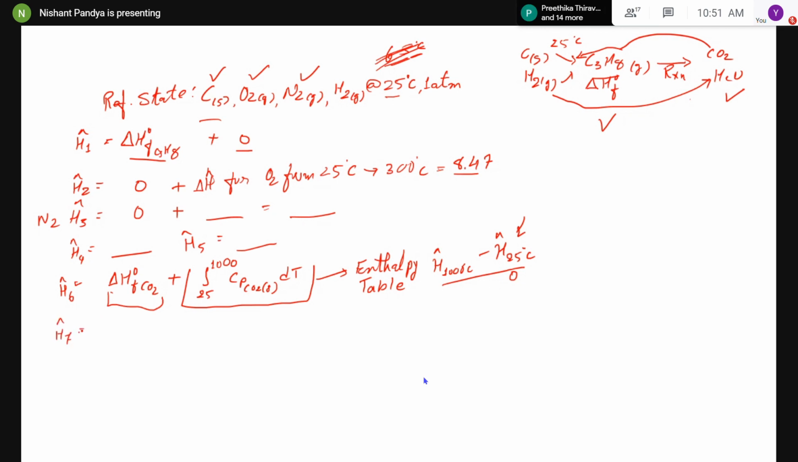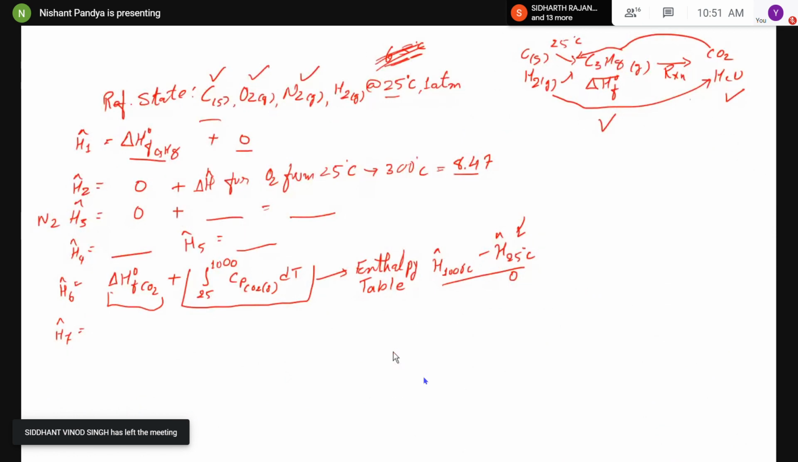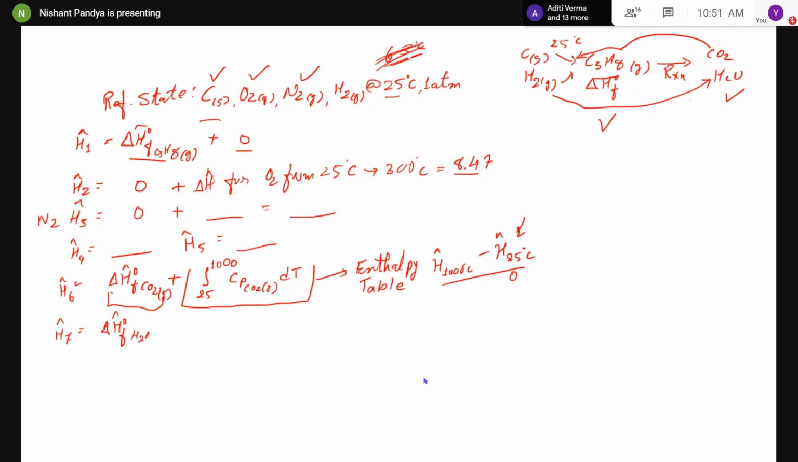Okay, H7 cap, what is it? H7 cap, last H2O. So here H2O at 1000 degrees, vapor phase. So we will start with delta H. Again, you have to write the state here. This is gas phase, this is gas phase. So here delta HF cap, per mole, and this is for water vapor phase, plus integration. So we know this is the vapor phase.